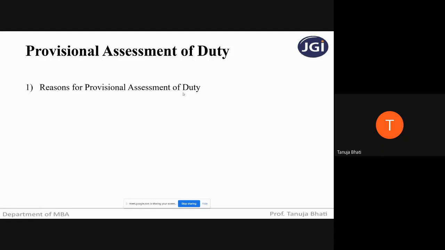Second thing is where the proper officer himself thinks that the goods that are imported or exported have to undergo certain tests. So this is the second reason why provisional assessment of duty is to be done.